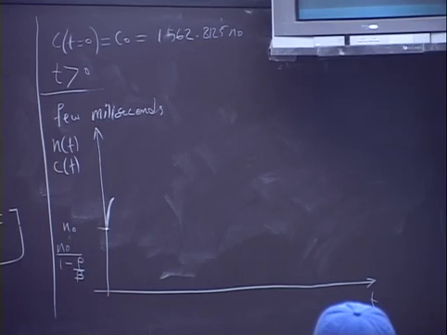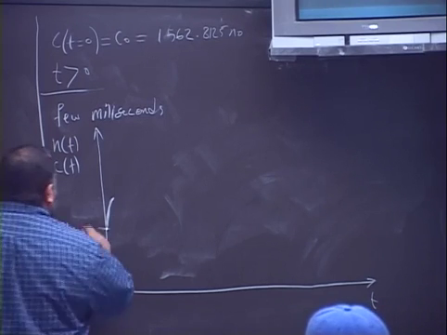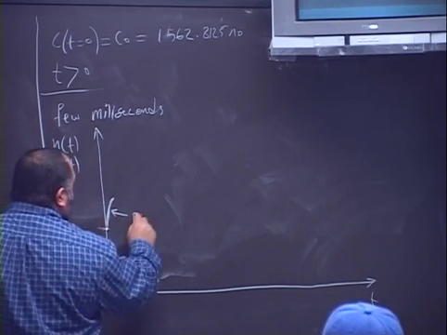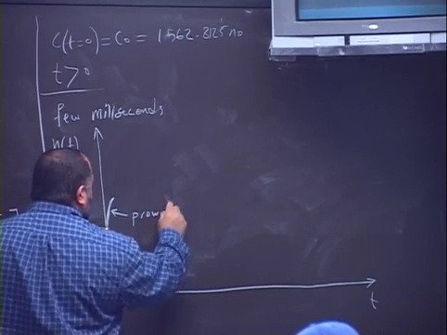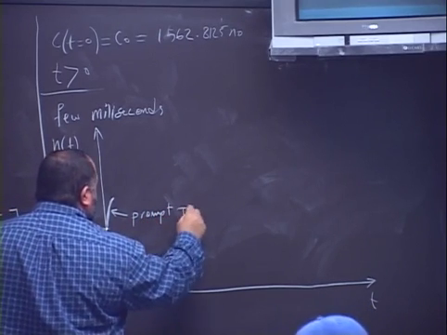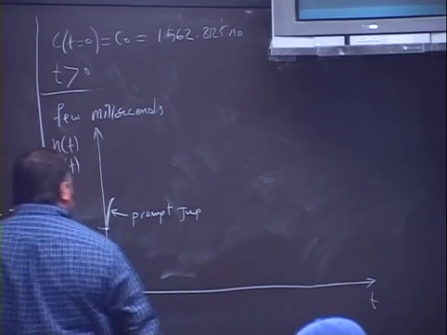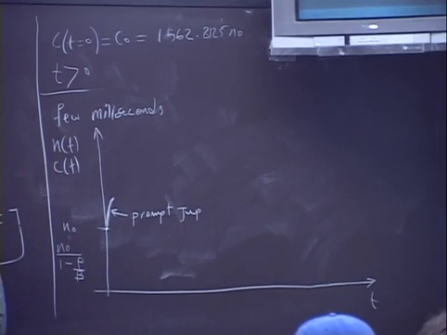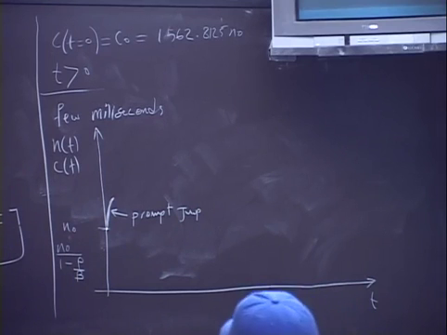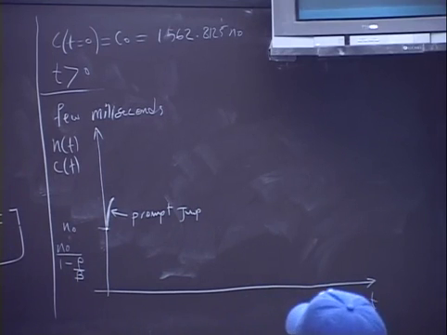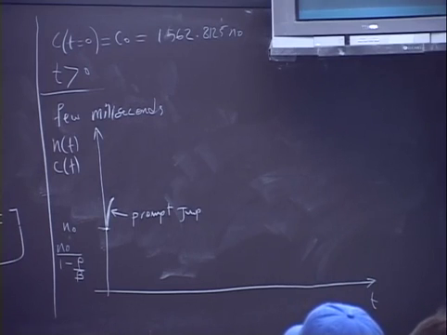And this is called prompt jump. It's called what? Prompt jump. Why? Because it is the response. You take off the control rods. Which one is more responsive to you? The prompt neutrons or the delayed neutrons? Prompt. So what happens is, take off the control rods, you increase what?